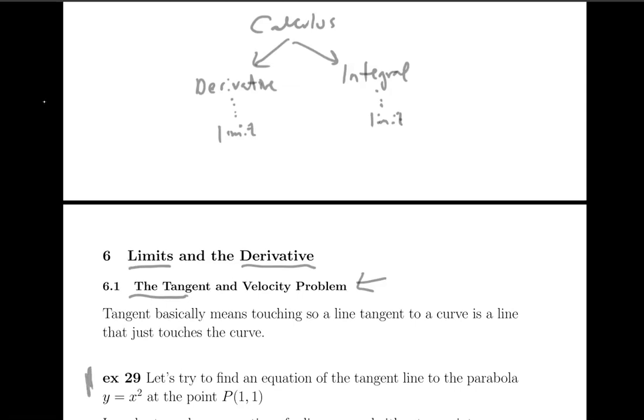Let's try to find the equation of the tangent line to the parabola y equals x squared at the point (1, 1). So immediately we see a problem, because if I ask you for an equation of a line, whether it's tangent or not, what information do you need? Well, you either need 2 points or you need a point and the slope. And the only thing we have here is a point, nothing else. So we need to find a way to approximate the slope.